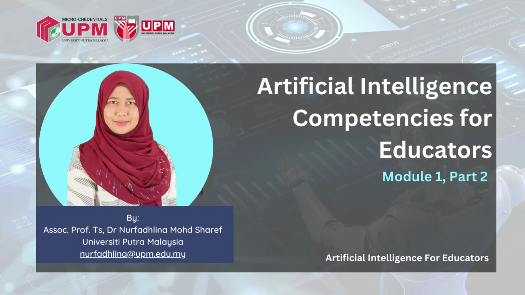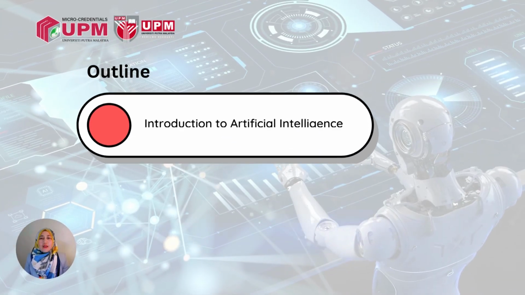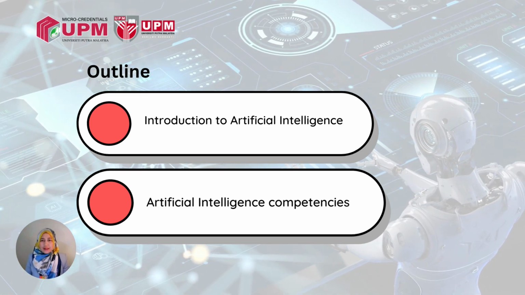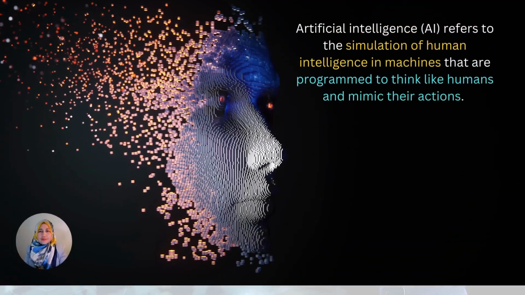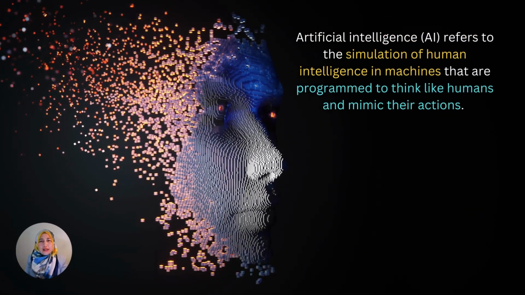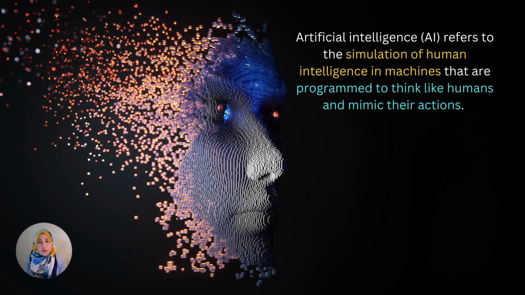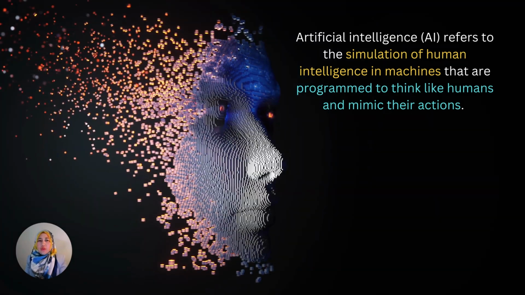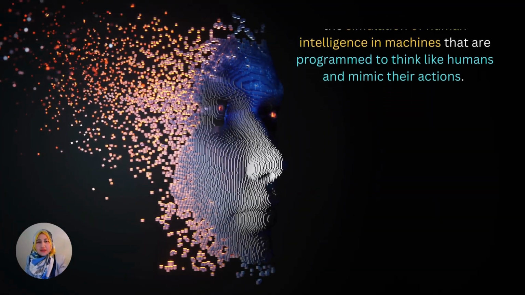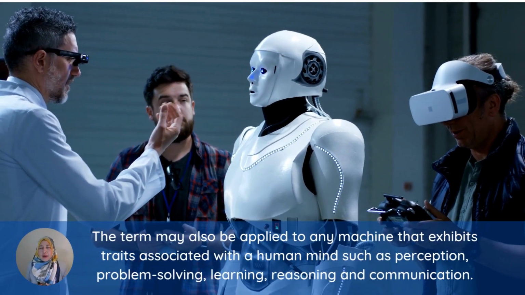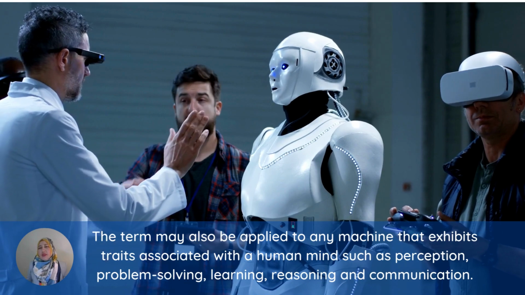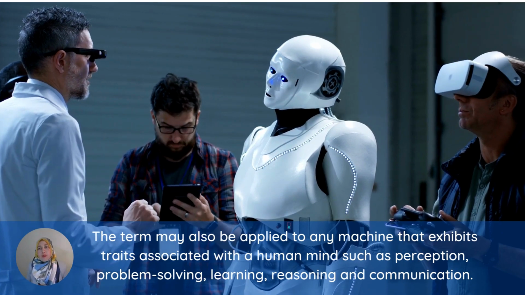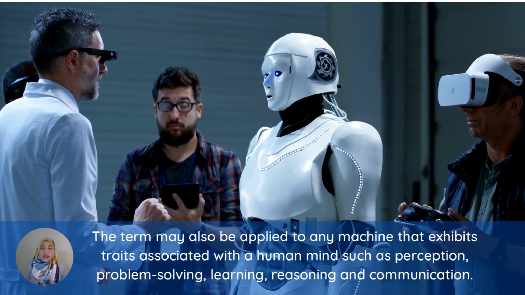This is the second video in a module on artificial intelligence. The first part of the video covers the introduction to AI, while the second covers the competencies of AI. There are many definitions available on AI, but here we refer to it as the simulation of human intelligence in machines, and these machines are programmed to think like humans and mimic their actions. The term AI may also be applied to machines that exhibit traits associated with the human mind, such as perception, problem solving, learning, communication, and ability to reason.